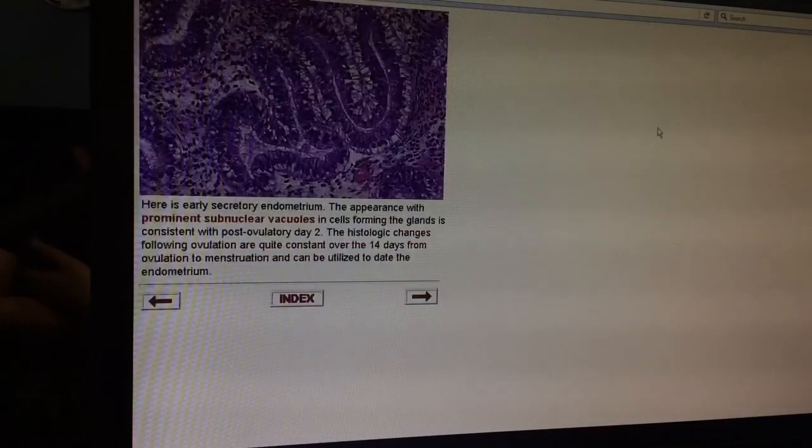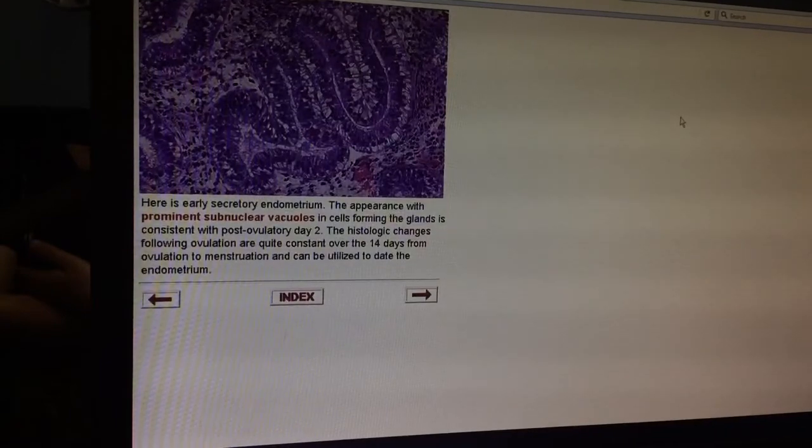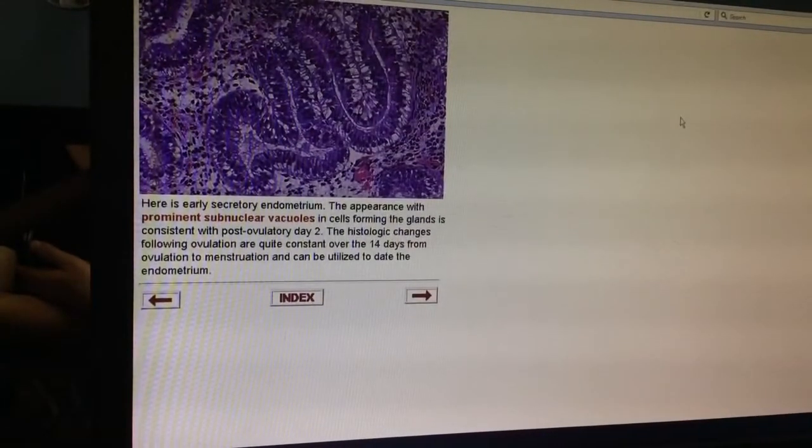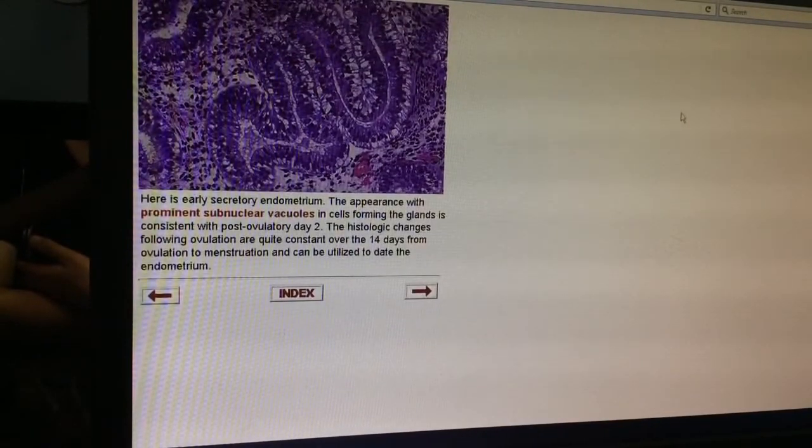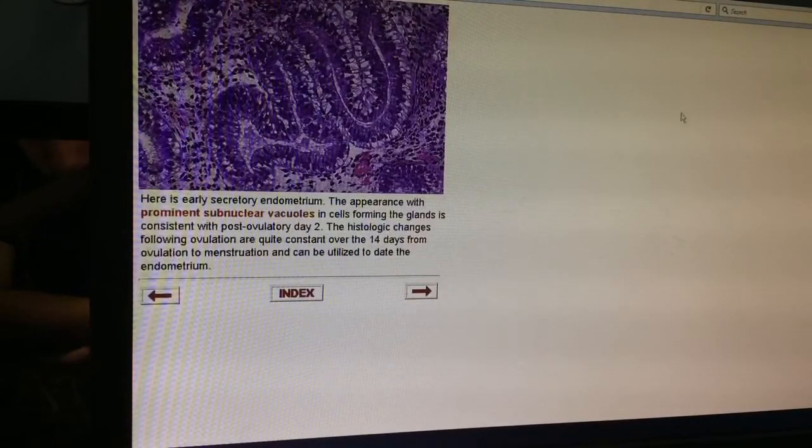So we have finished the cervix. Now we will move on to the endometrium. As you know, the endometrium is composed of endometrial glands and endometrial stroma, and the staging of the endometrial phase depends on the architecture of what we see in the endometrium.